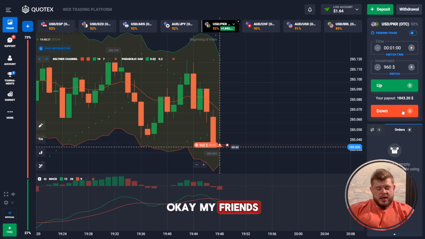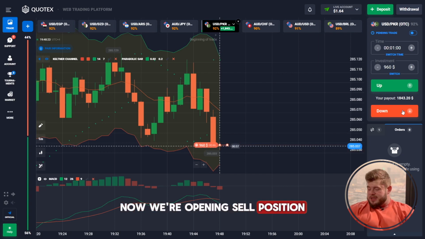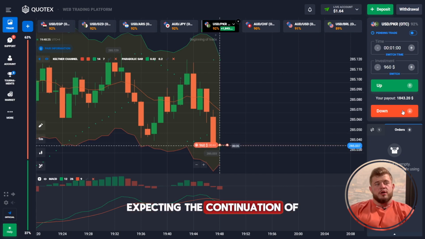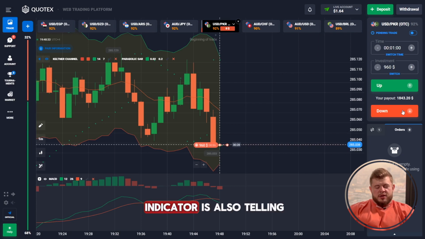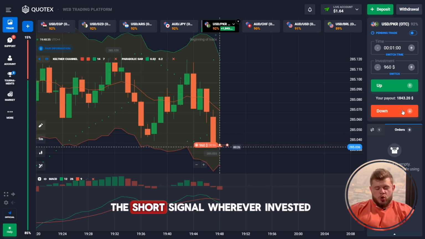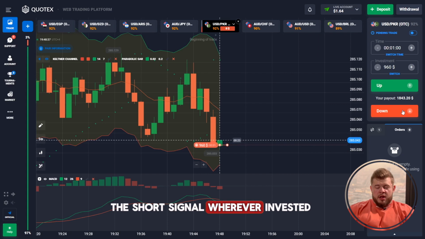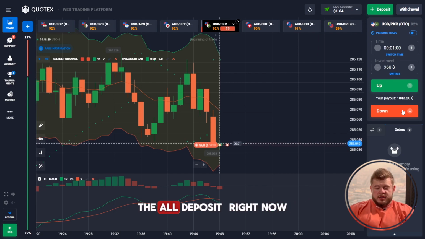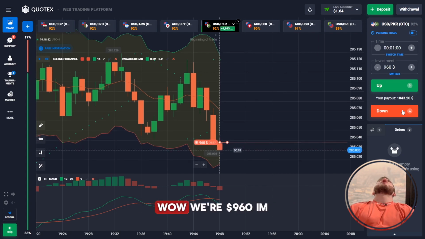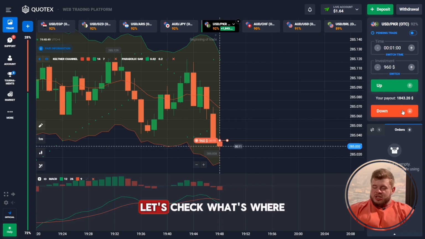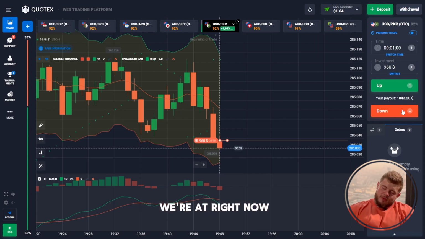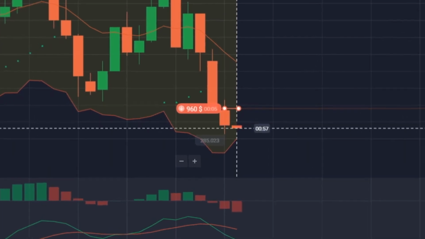Okay, my friends, now we're opening a sell position, expecting the continuation of the current drop and the breakthrough of the Keltner channel bottom line. The MACD indicator is also telling us about the short signal. We have invested the whole deposit right now. Our $960 are invested here. So let's check, my friends, what we will have right now.